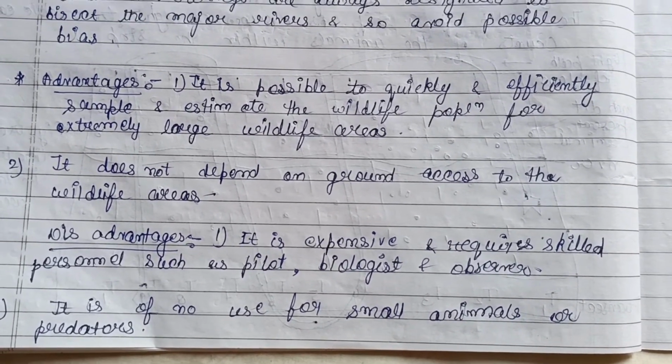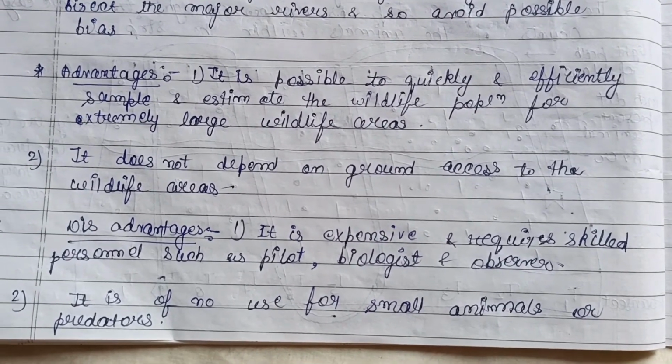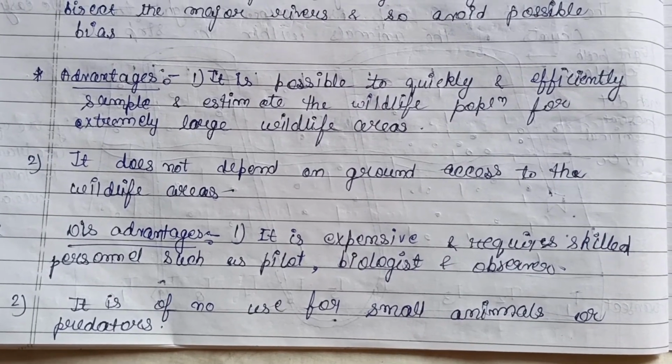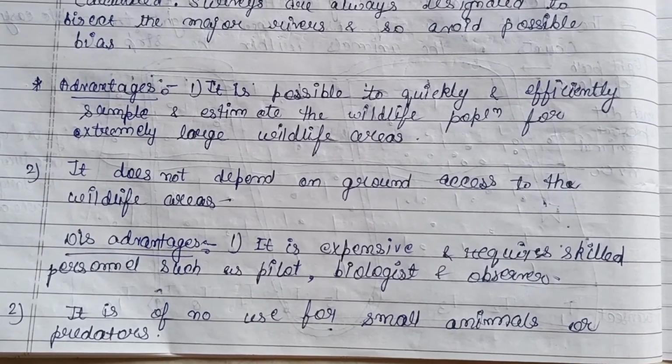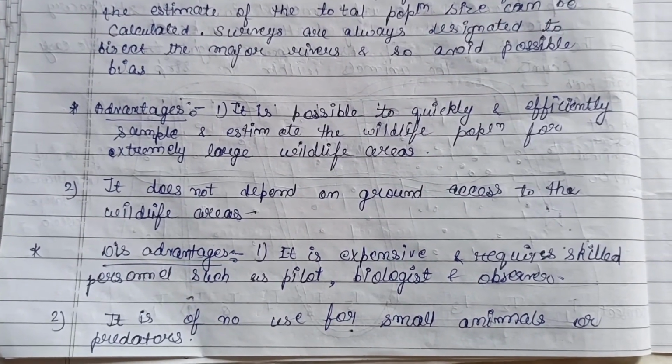Disadvantages: it is expensive and requires skilled personnel such as the pilot, biologist and observer. And also it is of no use for small animals or predators because they are not seen clearly here. So yeah, this is all about the aerial survey method.